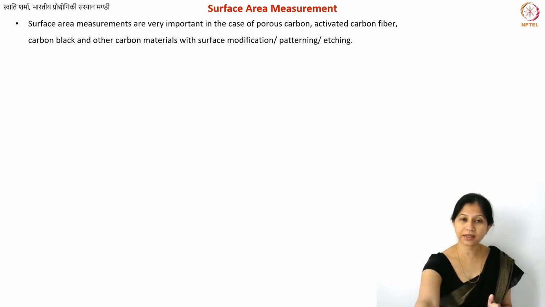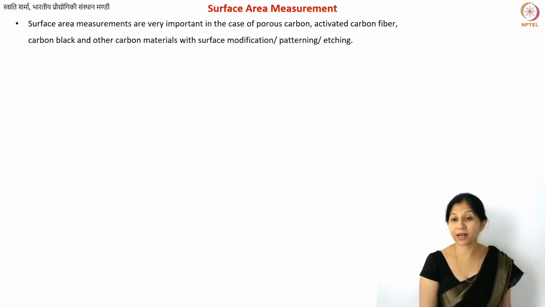Now, when does surface area become very important? Well, when we are dealing with activated carbons or other types of porous carbons, or when we are dealing with carbon black. If you remember, we have these fluffy carbon black particles. When something is fluffy, that means there are some pores, and then we need to somehow measure what is the surface area.